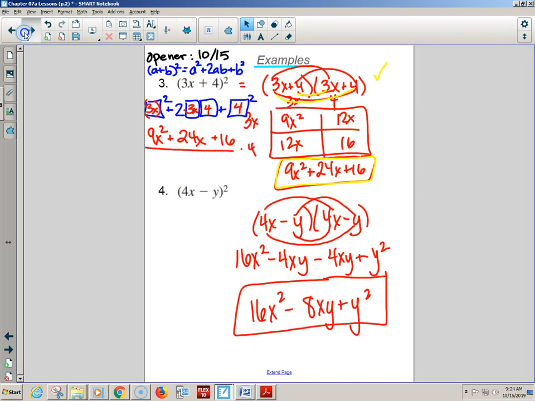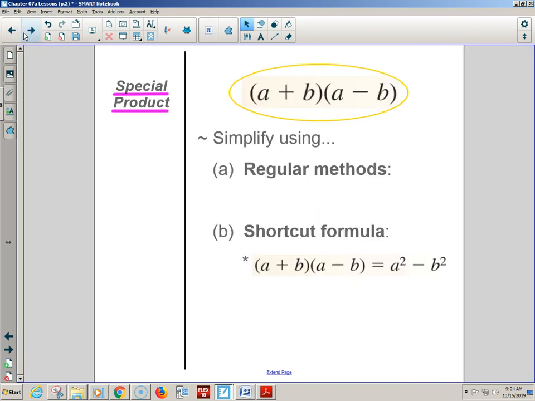Okay, here we go. You guys are looking at this student. How does this look different than the ones we were just doing? There's a plus and a minus, whereas yesterday, wouldn't it have been a plus plus or a minus minus? Yeah, yesterday they were the same.